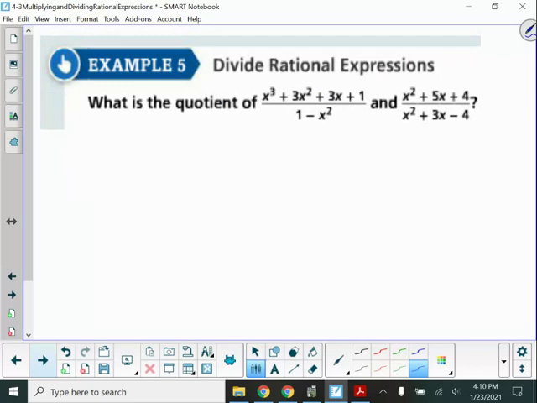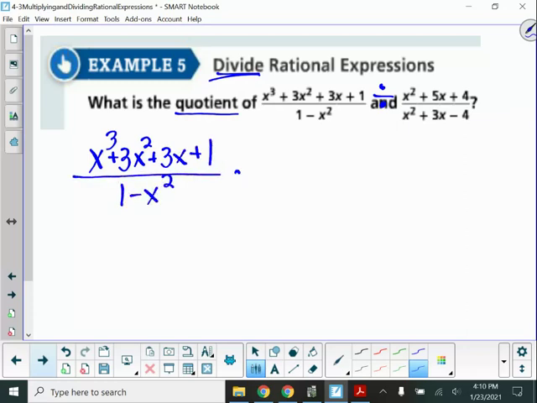The last question we're going to look at today is finding the quotient. Quotient is the result whenever you divide, so this is a division question. When you divide fractions, you change the sign to multiplication and then you flip the second fraction. So the x squared plus 3x minus 4 goes on top, and the x squared plus 5x plus 4 goes on the bottom.